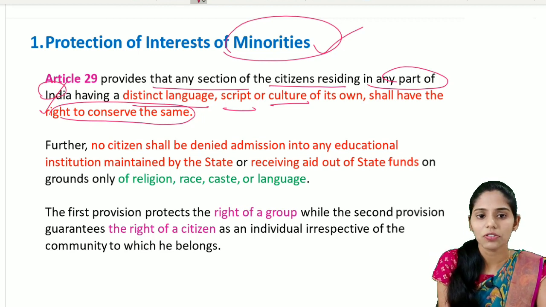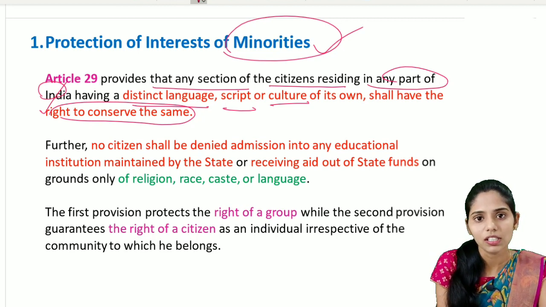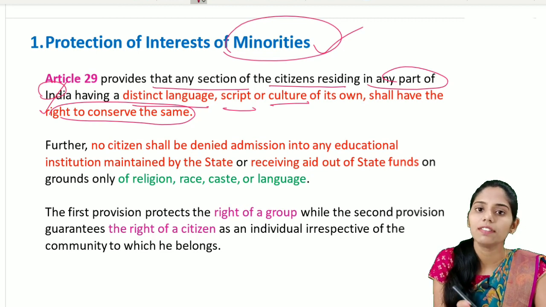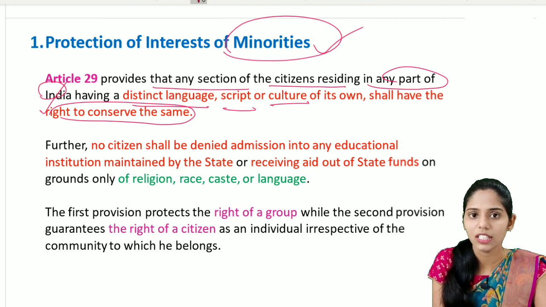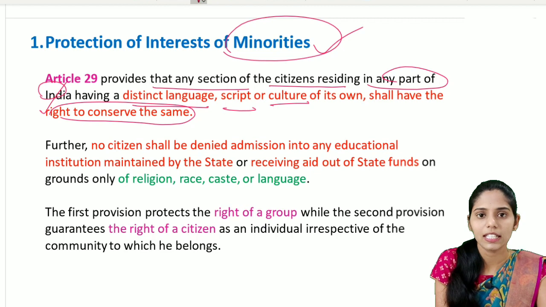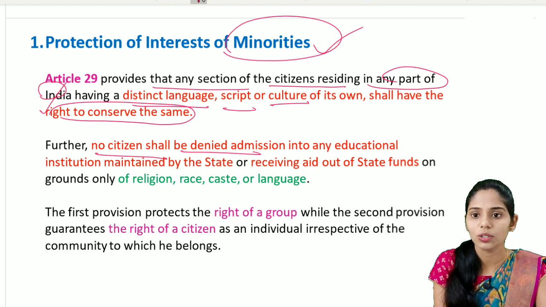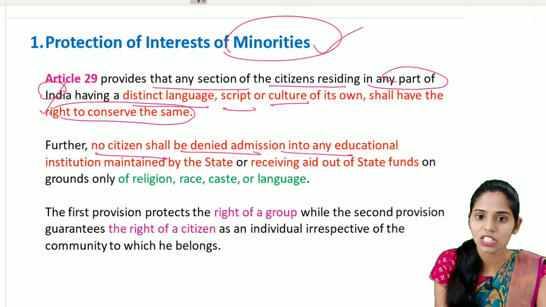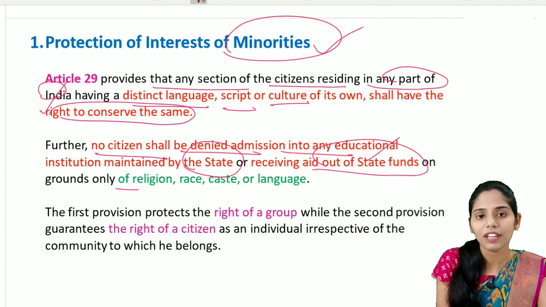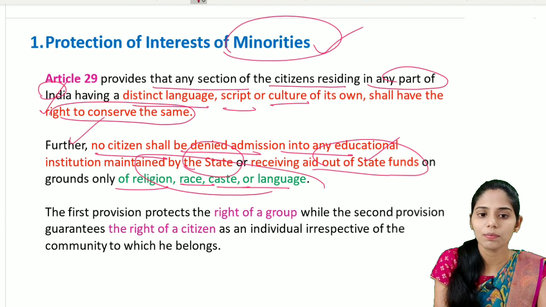This right is not available to foreigners, it is available only to the citizens of India. If you see the second statement, it says no citizen shall be denied admission into any educational institution which is maintained by the state or receiving aid from state funds on the grounds of religion, race, caste or language. Okay, so this is the important thing.